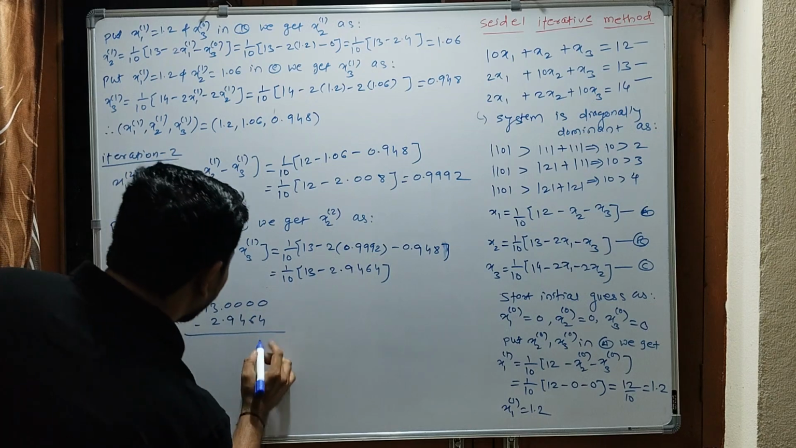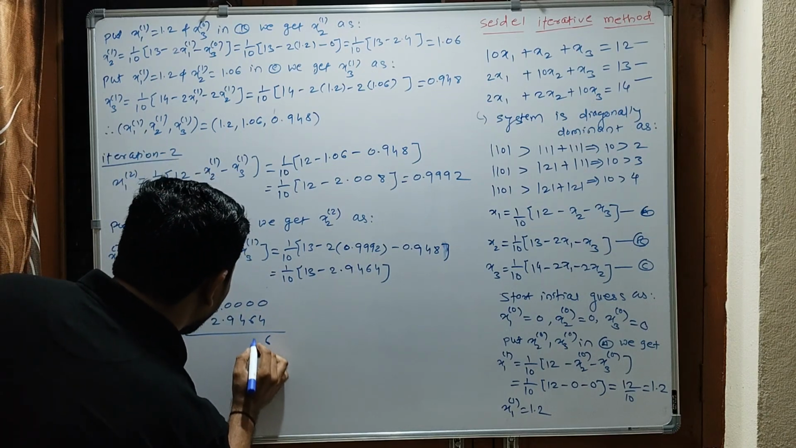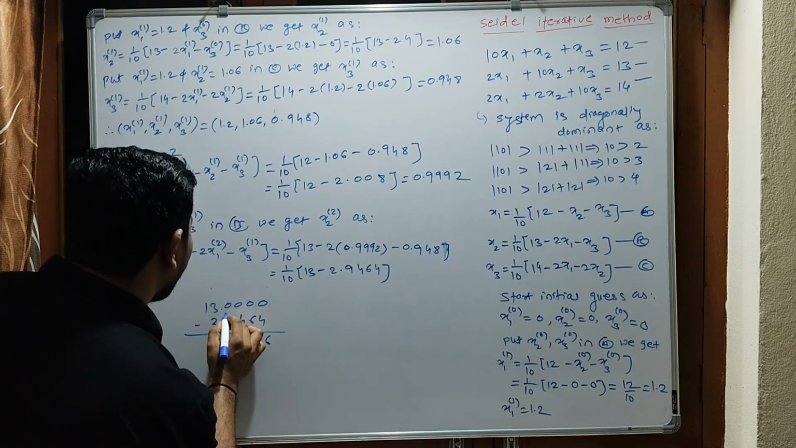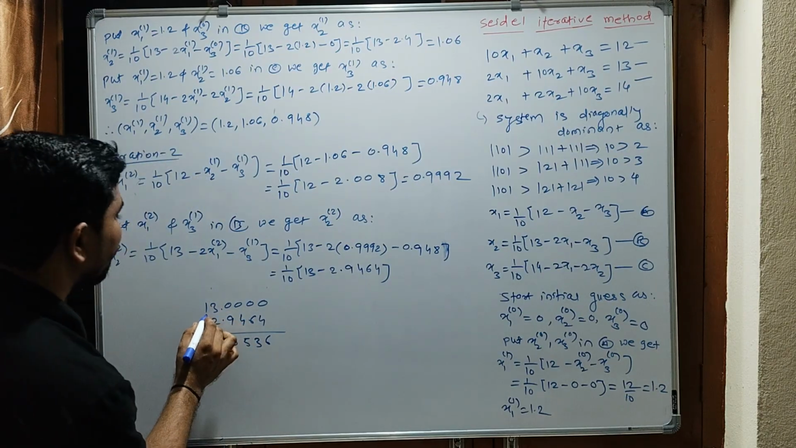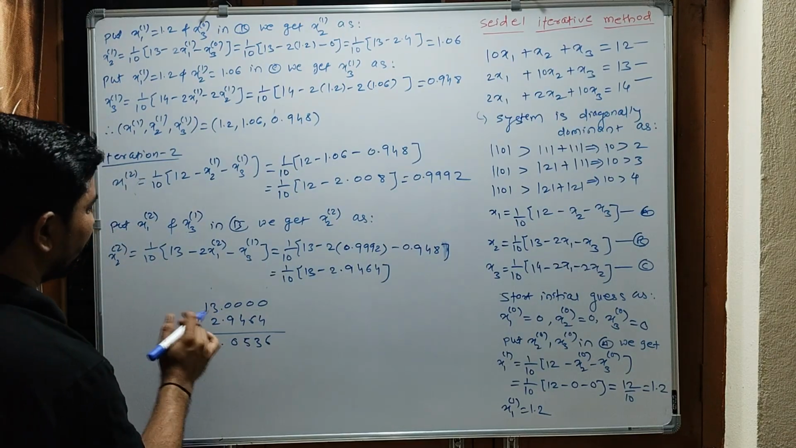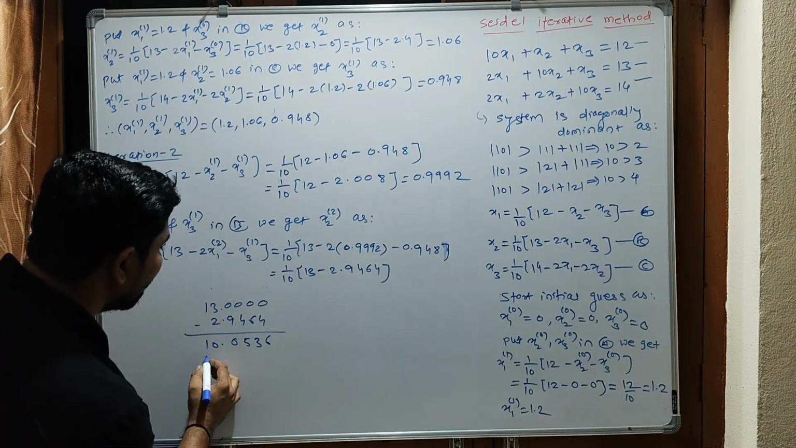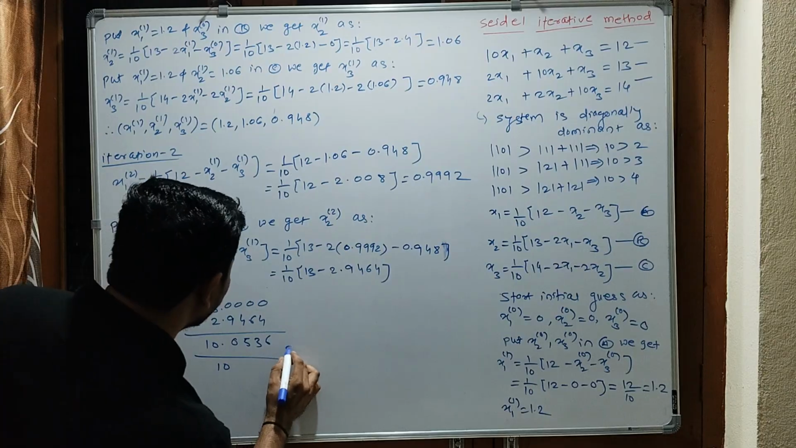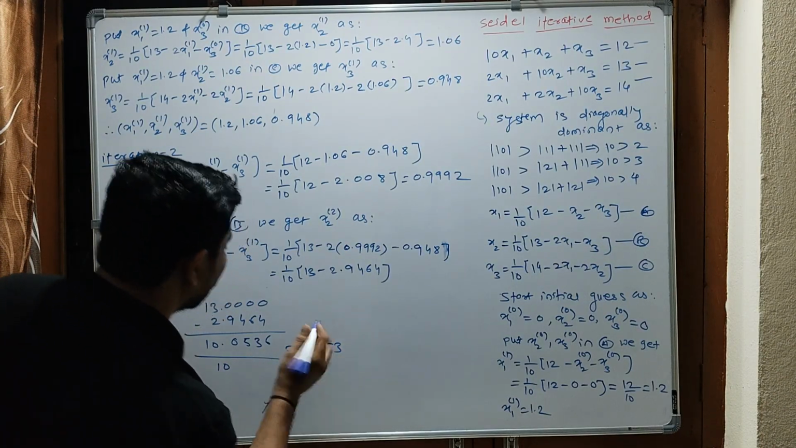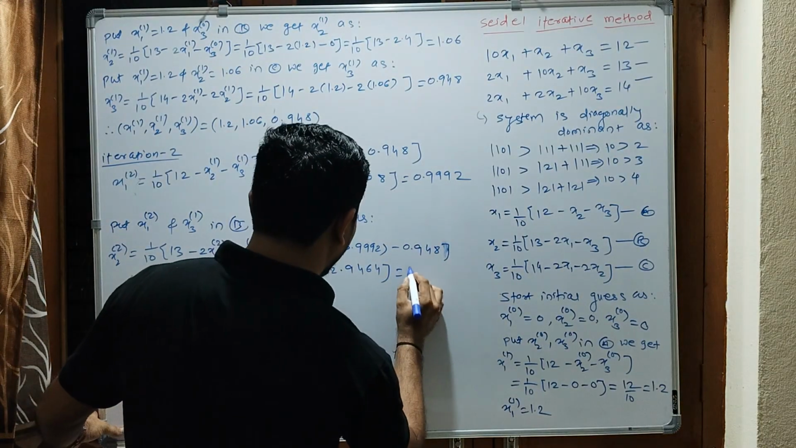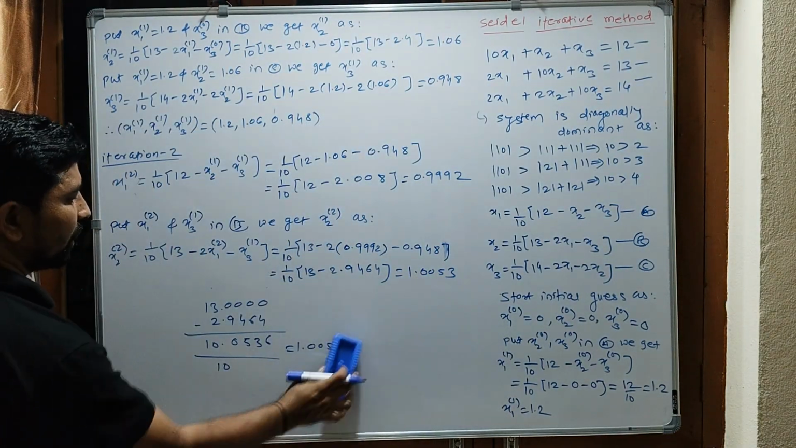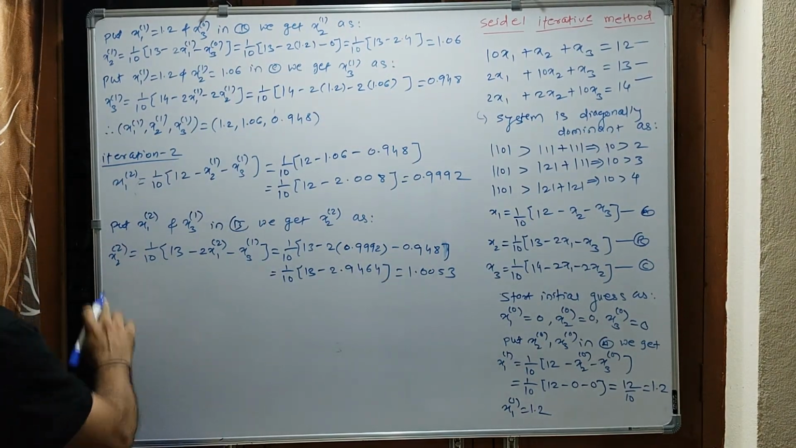So what do you get? 12 minus 2, 10. After that divide this whole term by 10, which is equal to 1.0053. So this is my x2 at 2.